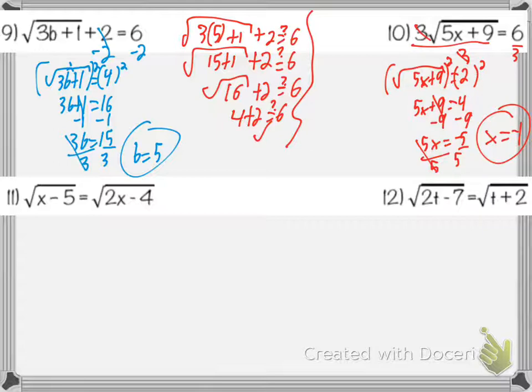Plug it back in to check it like good math students. 3 times the square root of 5 times -1 plus 9 equals 6. Well, working inside out. 5 times -1 is -5. I'm going to jump ahead and say -5 plus 9 is 4. If you need to put that in 2 different steps, you can. 3 times the square root of 4, 3 times 2. Does 3 times 2 equal 6? You betcha.